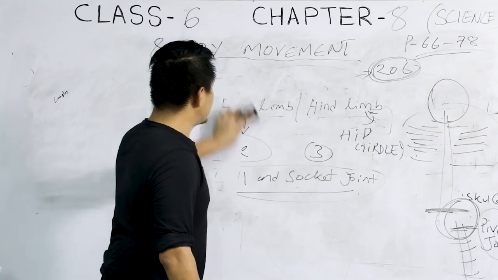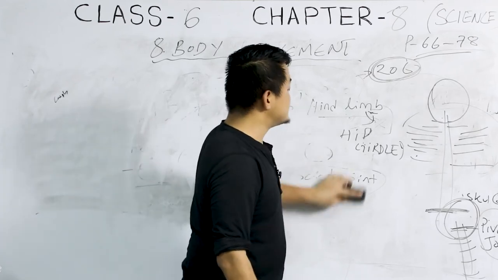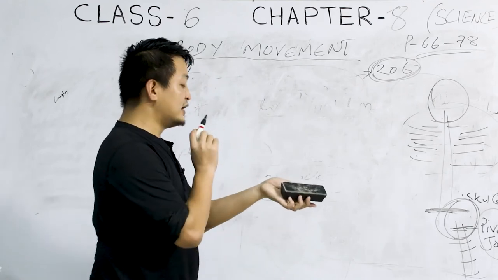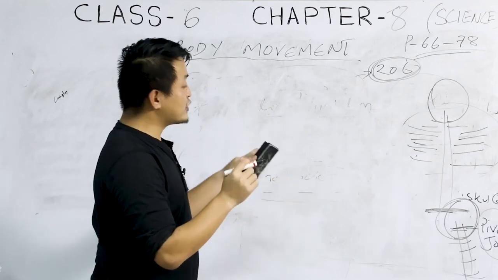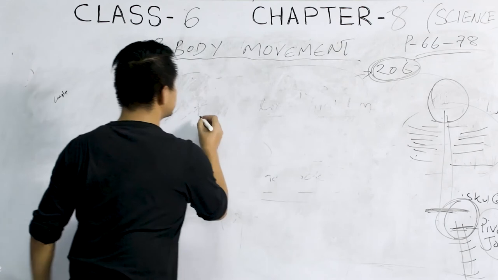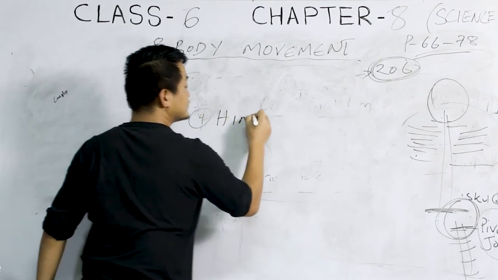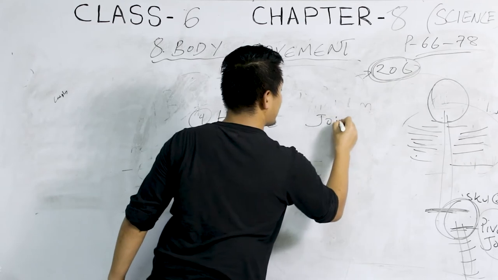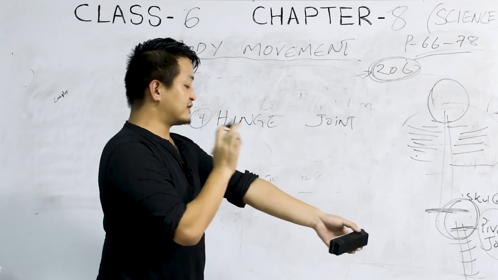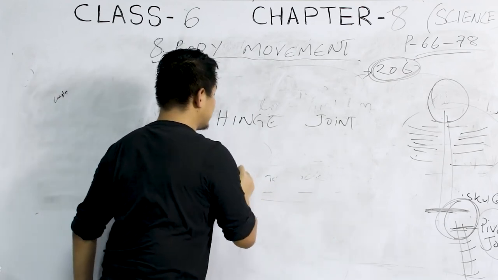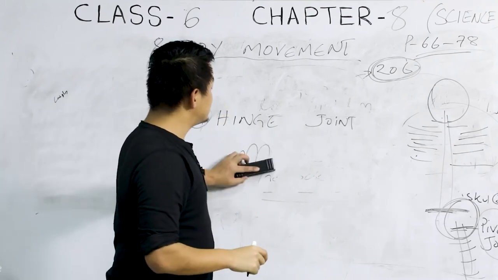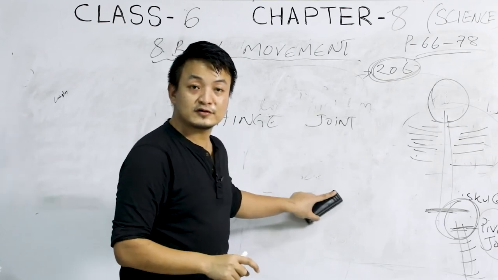Now we'll talk about the hinge joint. Since we are discussing the forelimb and the hind limb, we also have another joint. The ball and socket joint is present here, right? So now the hinge joint will be the fourth type of joint. The hinge joint is present here, and it is also present in our fingers and in the toes.